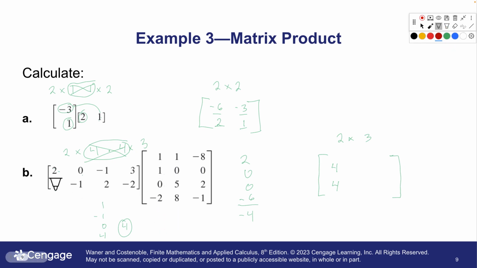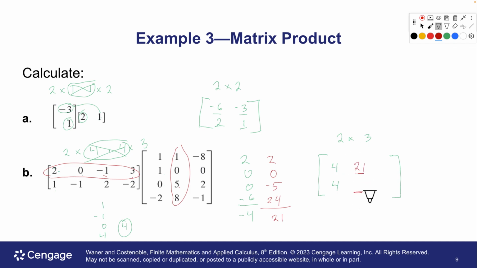Okay, so now we're going to take the first row times the second column. That's going to be the item right here. 2 times 1 is 2. 0 times 0 is 0. Negative 1 times 5 is negative 5. And 3 times 8 is 24. We add all that together. It's 26 minus 5 is 21.